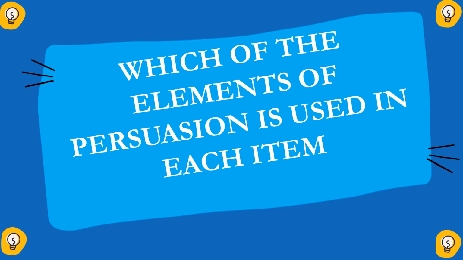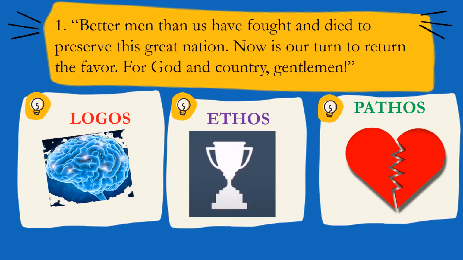So try to answer this. Which of the elements of persuasion is used in each item? Number 1. Better men than us have fought and died to preserve this great nation. Now is our turn to return the favor. For God and country. Gentlemen.